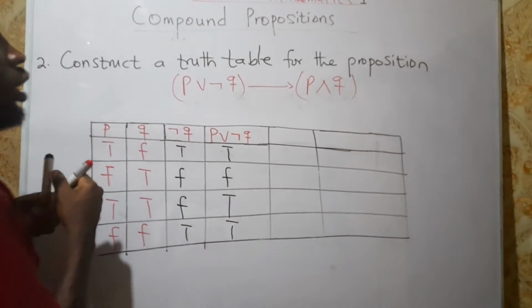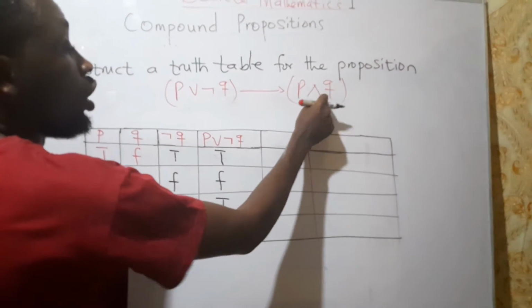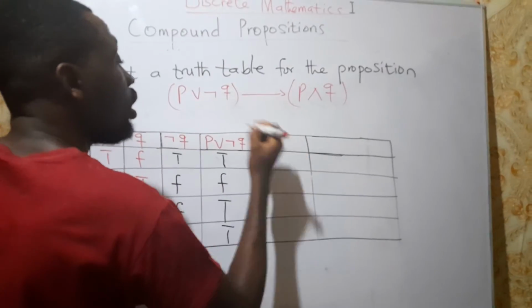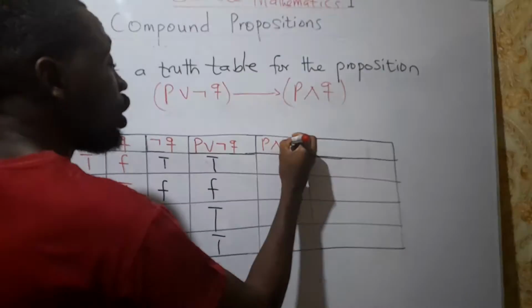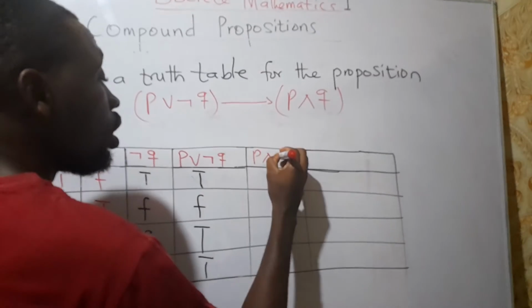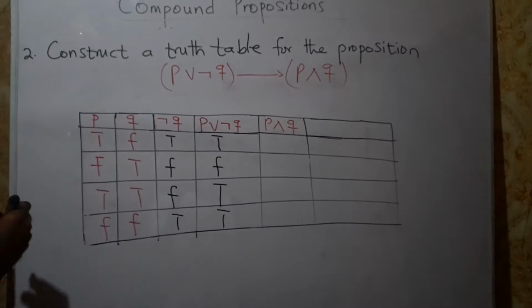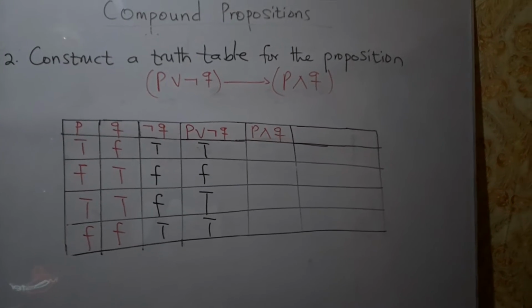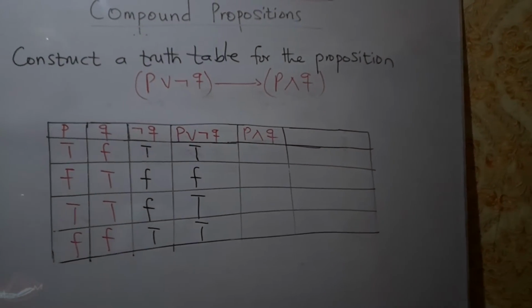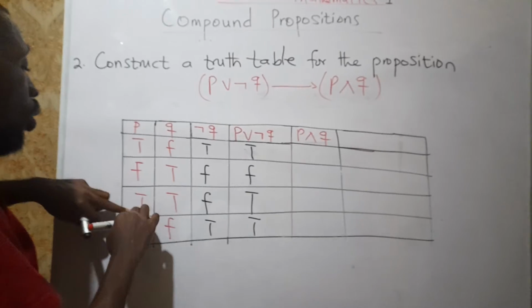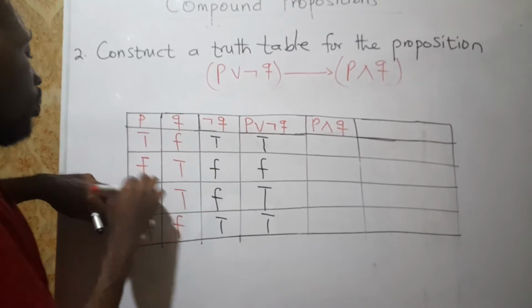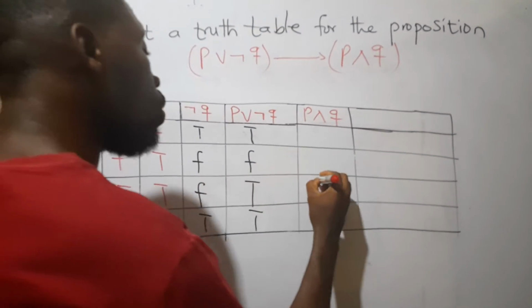Now the next thing is we deal with this. That's P conjunction Q. Remember, a conjunction statement is true when both statements are true. Otherwise, it is false. So we locate when both statements are true, both P and Q are true, then it's true.